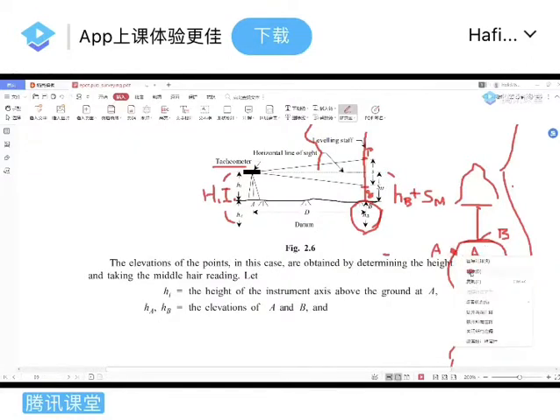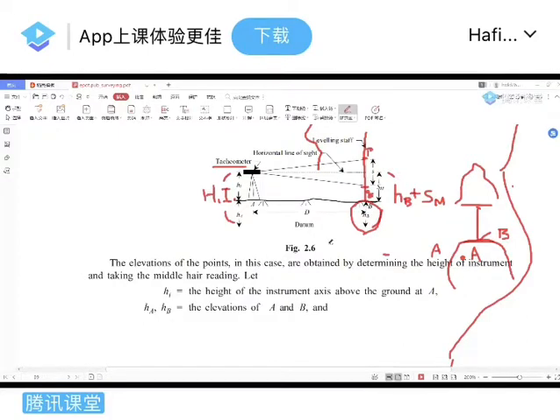Okay, so in this case you do the measurement. This is under sea level, this is above sea level, so this one will be low. The line will look like this, with the slope over here, this way. In this case, you can also calculate HB as well.